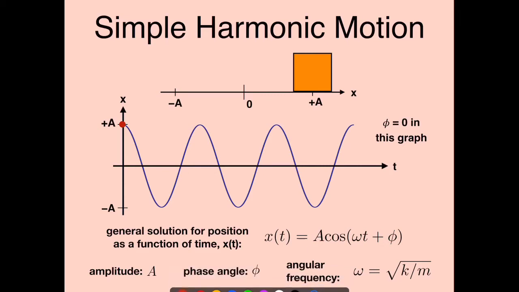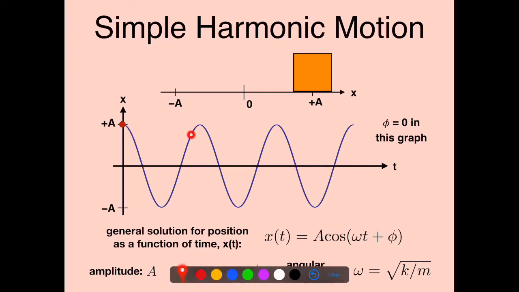Now, what about the phase angle? Well, the phase angle just takes this general curve we have here, and it shifts it either to the left or to the right on the time axis. So all that phi does is shift your function to the left or the right to match whatever initial conditions you might have. Now the angular frequency tells you how fast the system oscillates. So if omega is bigger, the system oscillates much faster. If omega is smaller, it oscillates much slower.